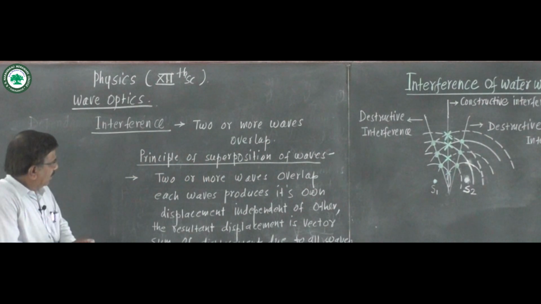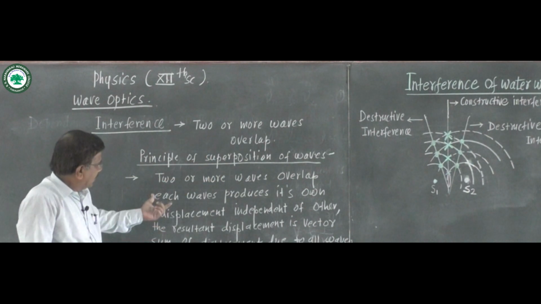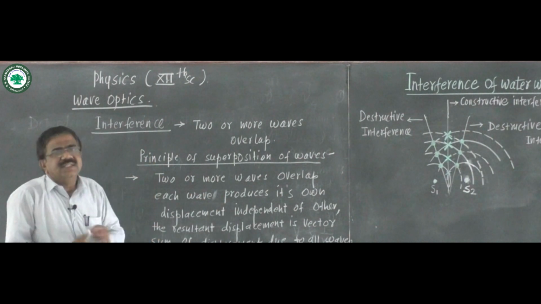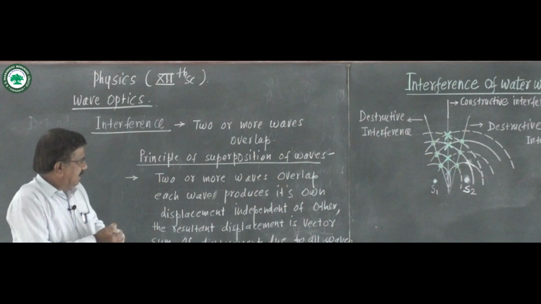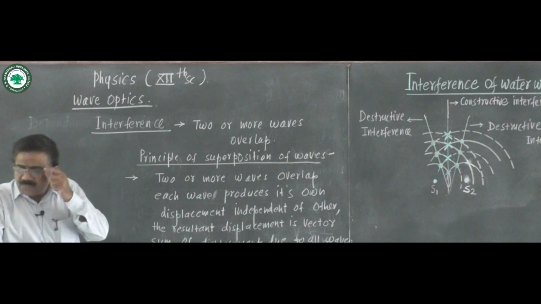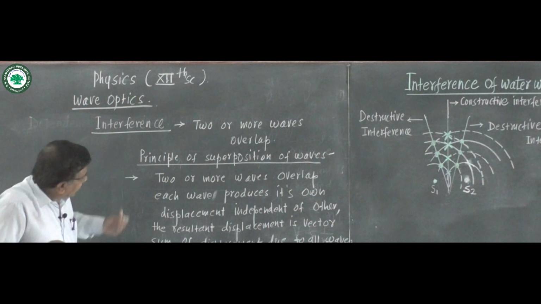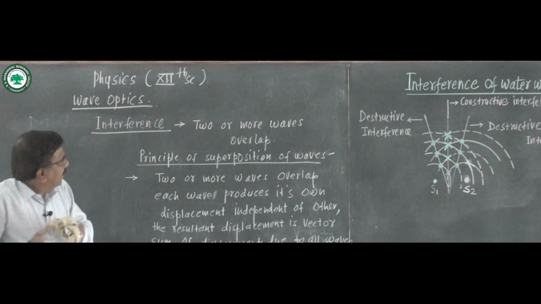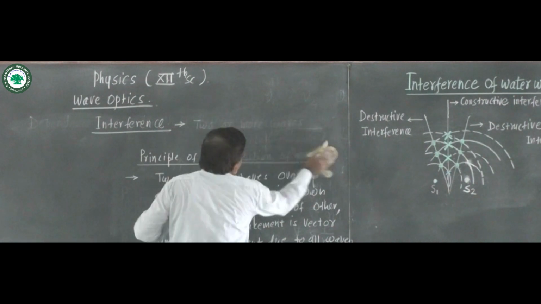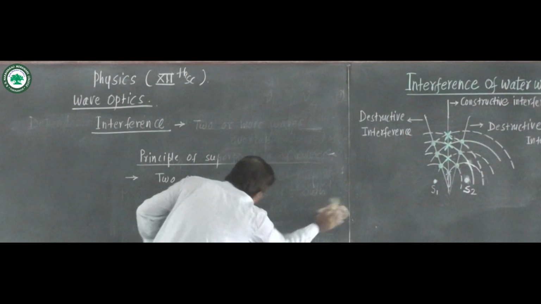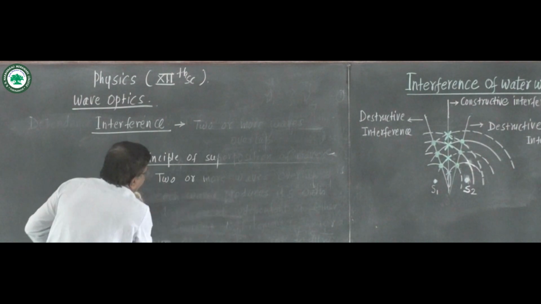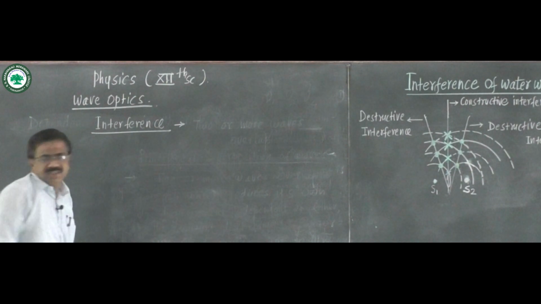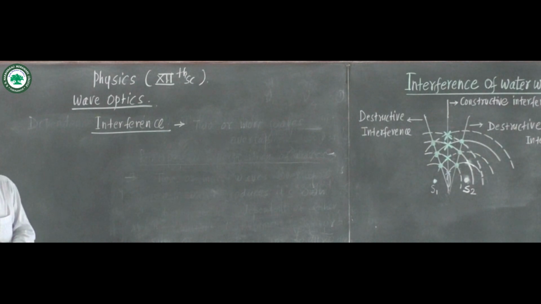Again, see the principle. When two or more waves overlap, each wave produces its own displacement independent of the other, and the resultant displacement at that point is the vector sum of displacement due to all waves. Now, due to this superposition of waves, there are some important points I am going to explain.